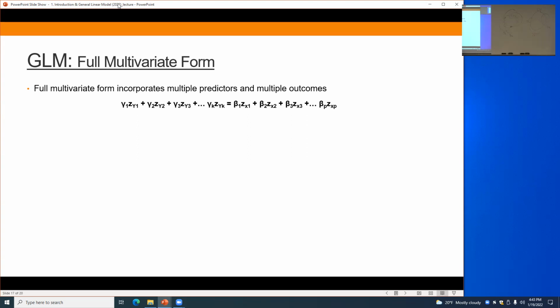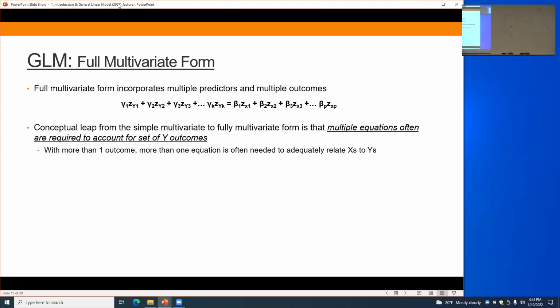There are additional complications, but these are things that we can go through and run. Now, mathematically and conceptually, the leap from a simple multivariate, where I've got a bunch of predictors trying to predict one single outcome, to my full multivariate, where I've got multiple predictors looking to predict multiple outcomes, is that I often will need more than one equation in order to account for that. What we're transitioning to is looking at a series of equations to mathematically represent my model.